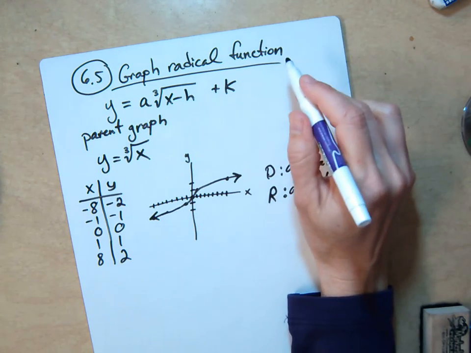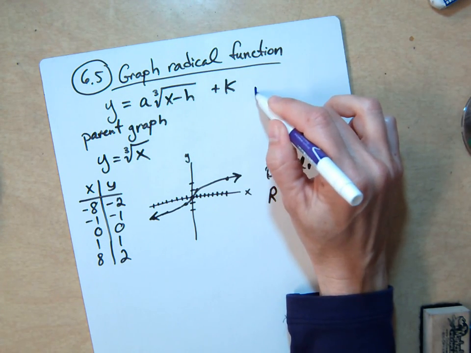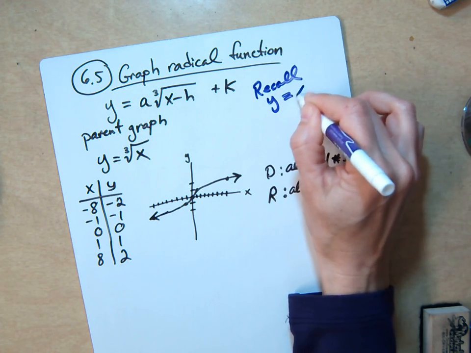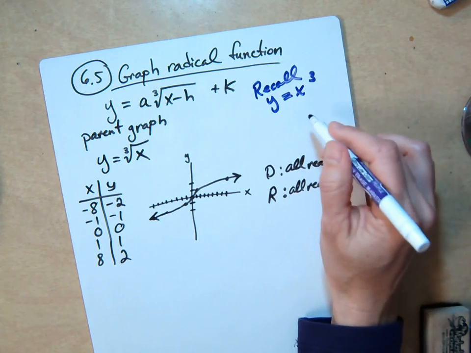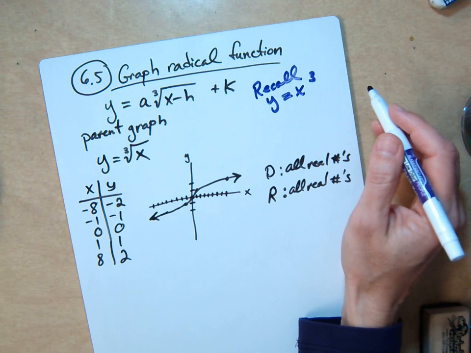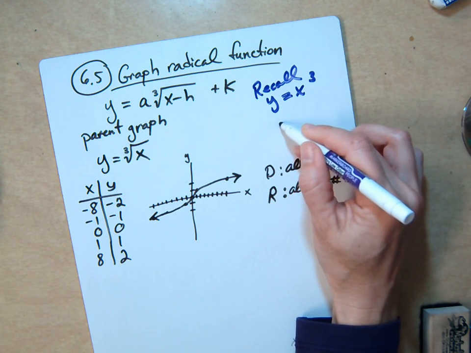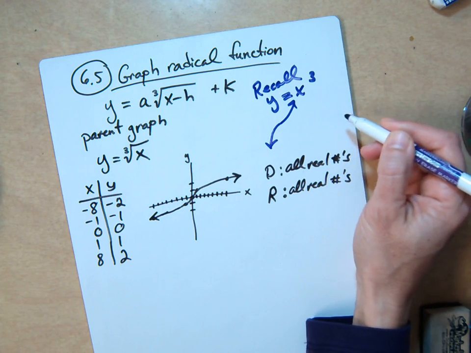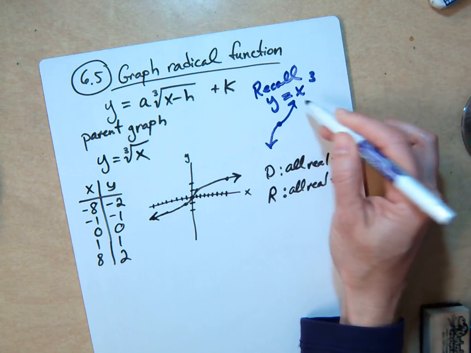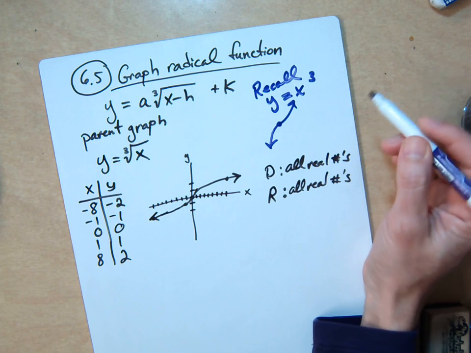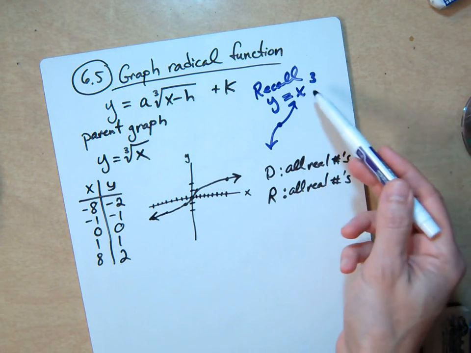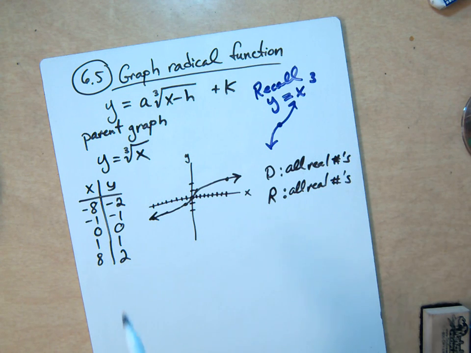Okay, now I just want you to make this connection, and then we'll do a transformation. Recall, this is a really important connection to make. Y equals x cubed. Do you remember the shape of y equals x cubed? If you don't, you would make a table. It goes like that. You should know it well. You should just know, oh, it's y equals x cubed, I know what that shape is. How are these related? That's my question. How is y equals x cubed related to y equals the cube root of x?